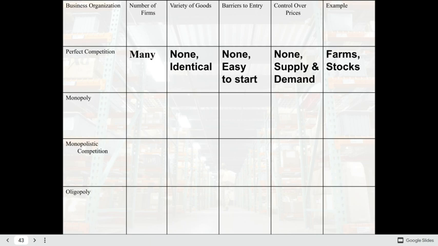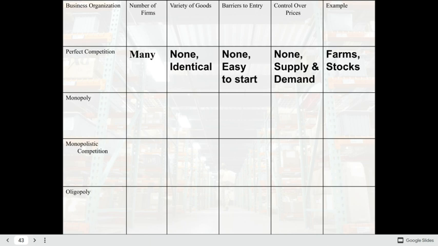And it is still difficult to start any type of business, but compared to other ones, usually it's a sole proprietorship or partnership or small family-owned business. So it is one of the easier ones to begin. And they don't really have a lot of control over prices because, like I said, if they ask a little bit more money for their cherry tomatoes, no one's going to buy them.